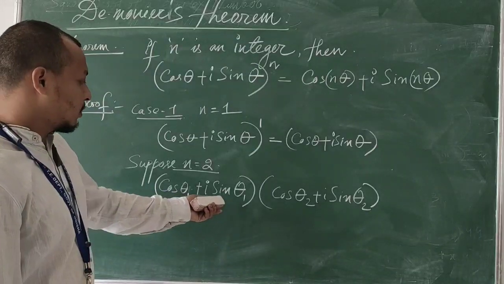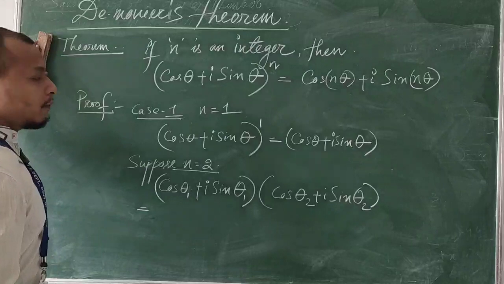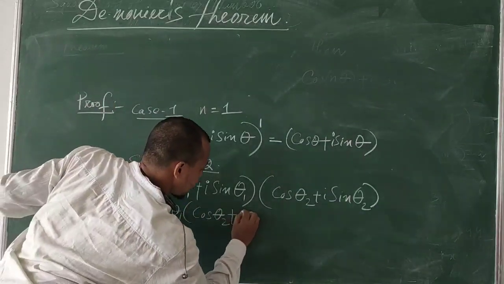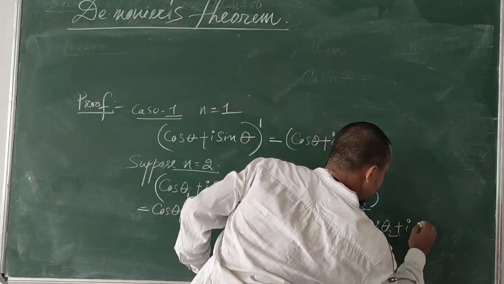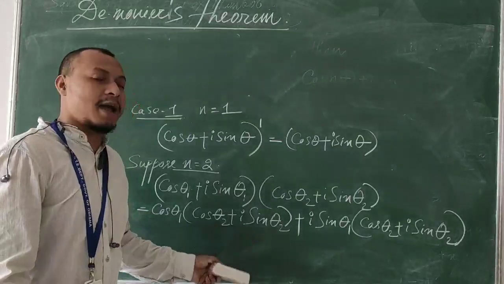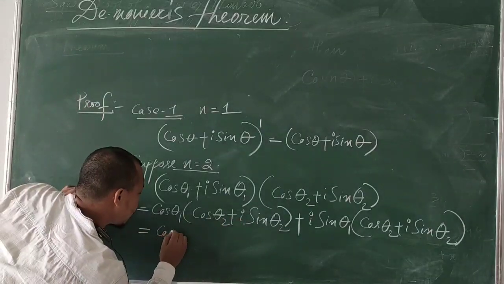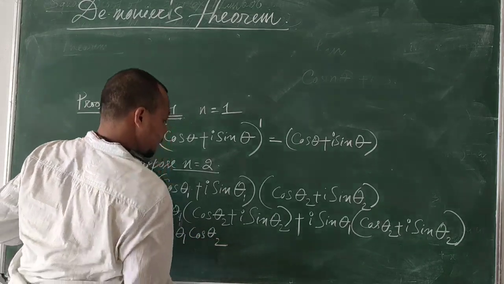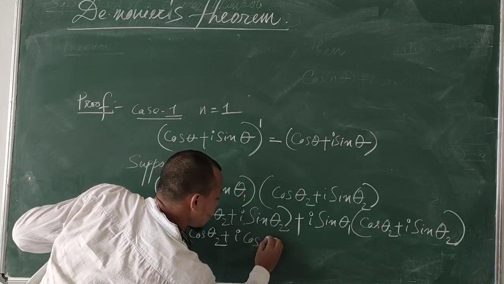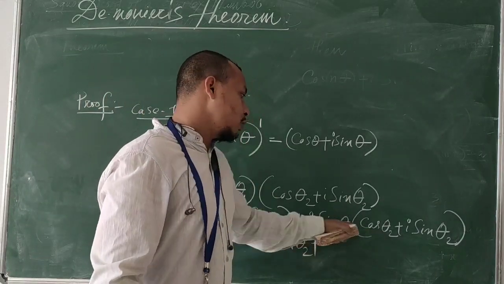Now we do the usual multiplication. I am going to rewrite this. Simply you can multiply. What I have just done is used the property of distribution. I haven't done anything else. So now you can multiply. Cos theta 1 into cos theta 2 is cos theta 1 cos theta 2. Then plus i into cos theta 1 into sin theta 2, plus i sin theta 1 into cos theta 2.